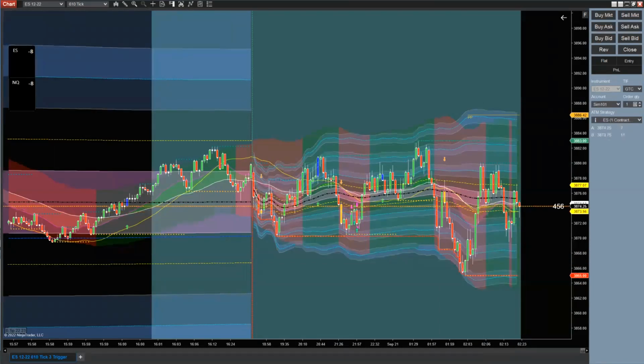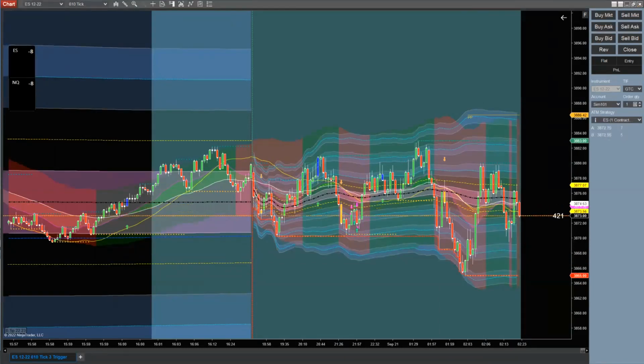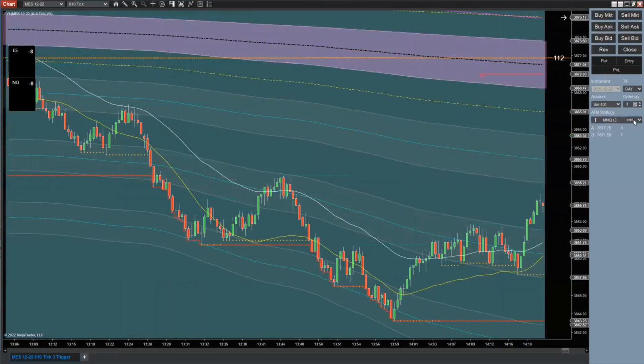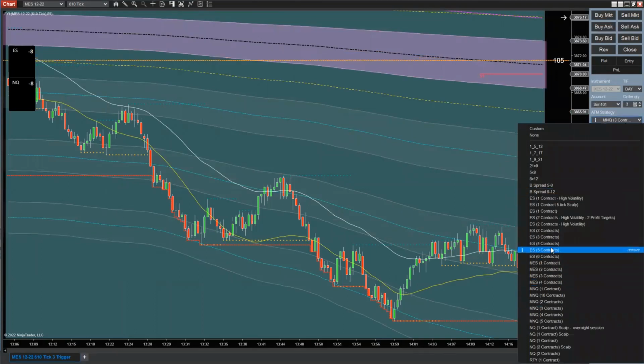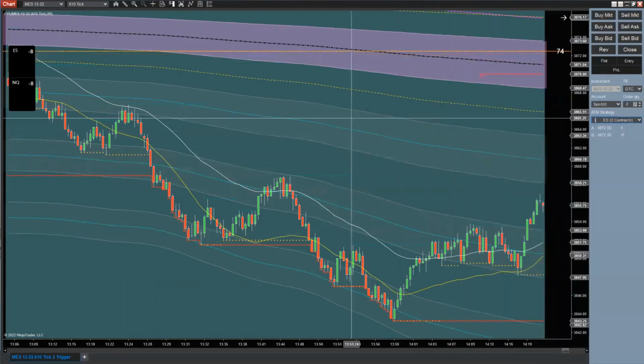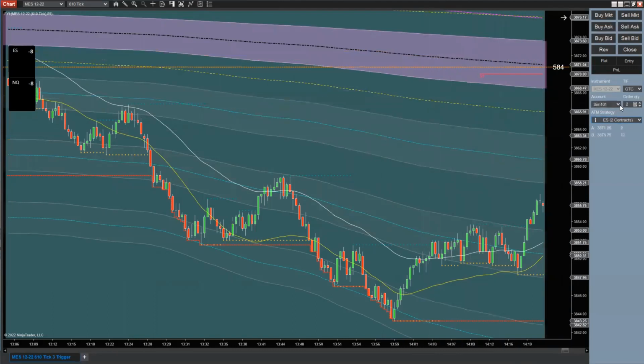So you want to set up your MES, make sure the way you want it set up. So here I have 2 contracts. So MES, 2 contracts. So this one, I got to set this up in my live.